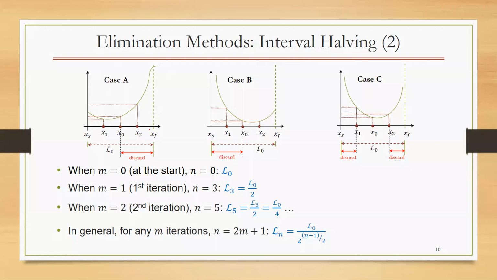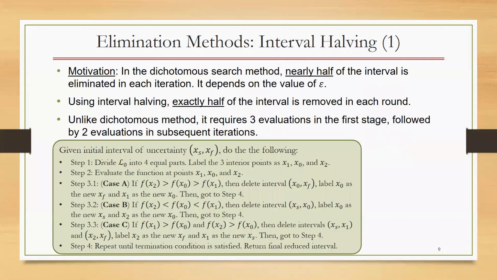When I say I need 3 points, it means I have to evaluate the function at 3 points. Previously, we also needed 3 points, we needed the midpoint, but we did not evaluate the function at the midpoint. So we have 3 cases that you have to consider. First step, divide L0 into 4 equal parts. That means I need 3 points, label them as x1, x0, and x2, where x0 is the midpoint, x1 is less than x0, and x2 is greater than x0. Evaluate the function at these points, and then there are 3 cases that you have to check.